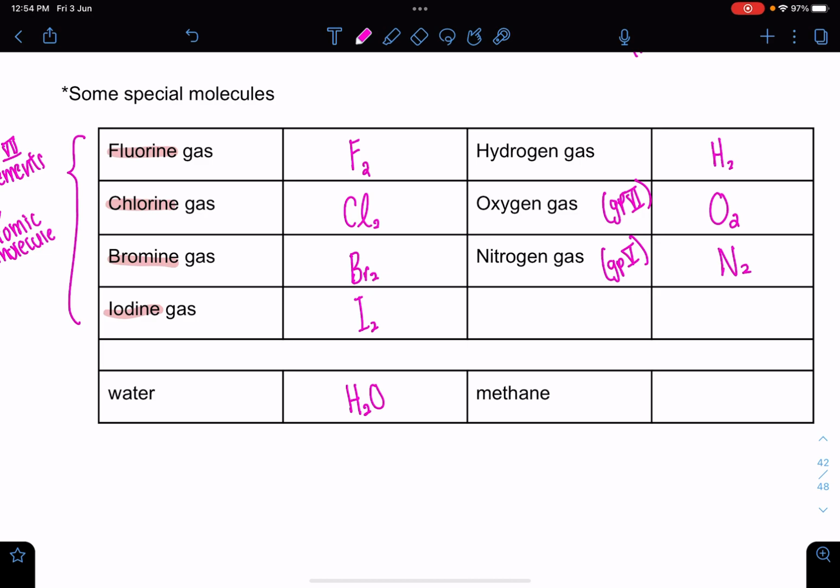It's just H2O. Okay, and then here we have methane. Methane will be important when we study organic chemistry, but just remember or get familiarized with its chemical formula. It is just CH4.